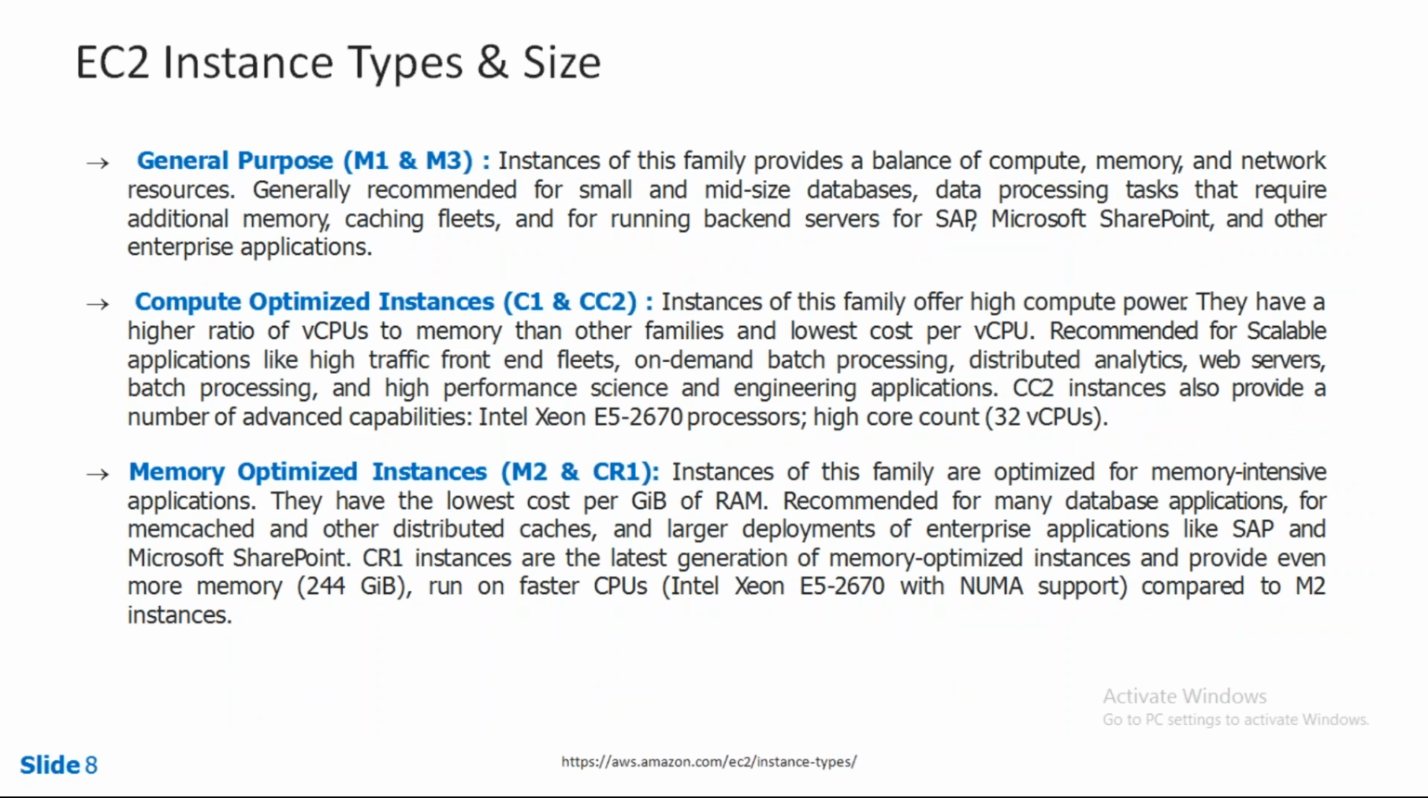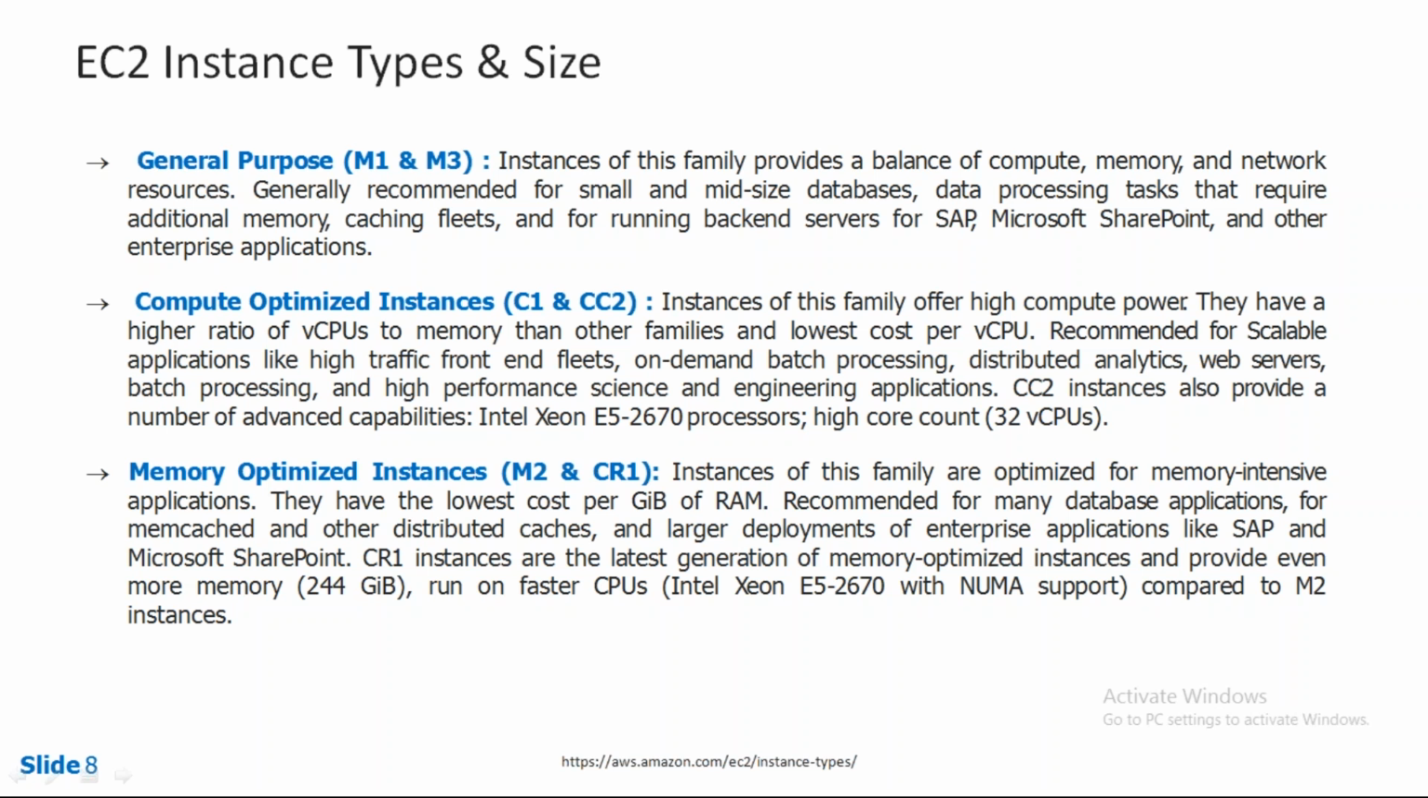Then EC2 instance type and size. This is what we have seen. So first thing is general purpose. M1, M3; we don't have M1 now. M4, M3 we have currently, and T2 is nothing but general purpose and low configuration. That's what is not mentioned here. So general purpose M3 or M4.